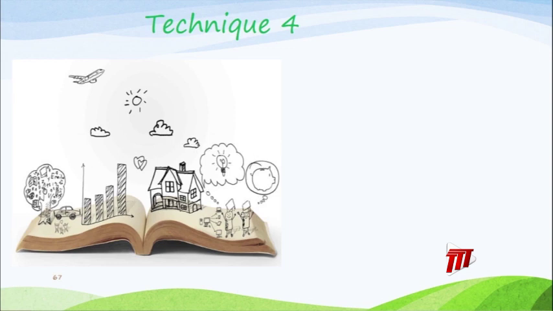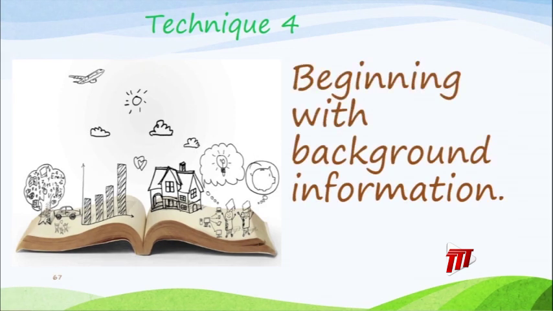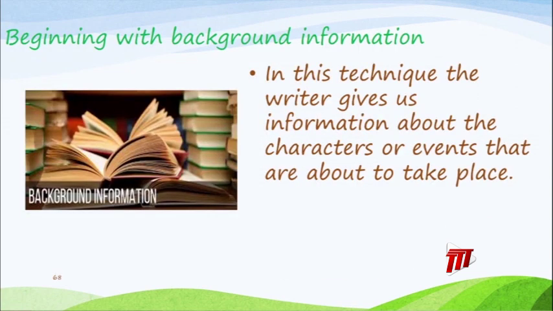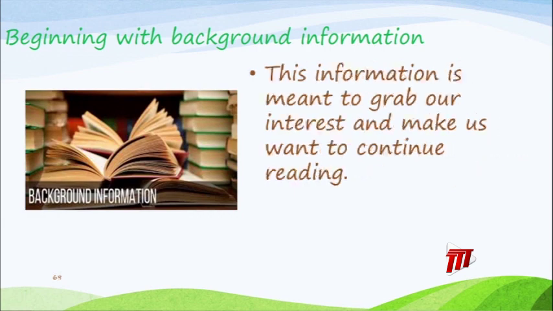Let's take a look now at Technique 4. If you remember correctly from the beginning, with Technique 4, we present background information about what's taking place in the story to create that sense of mystery and entice the reader to want to continue reading the story to find out what's going to happen. In this technique, the writer gives us information about the characters or events that are about to take place. This information is meant to grab our interest and make us want to continue reading the story.